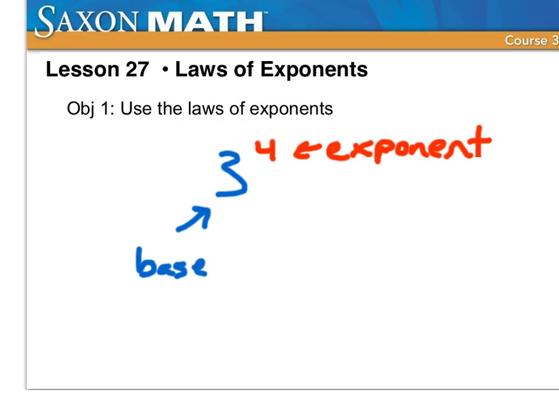Just a quick reminder of what this means. This means that I'm taking the number 3 and multiplying it together 4 times. Alright, let's move on to our laws of exponents.